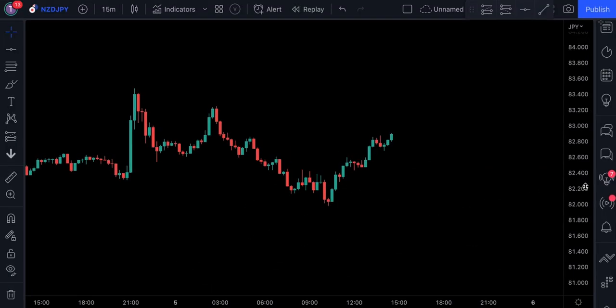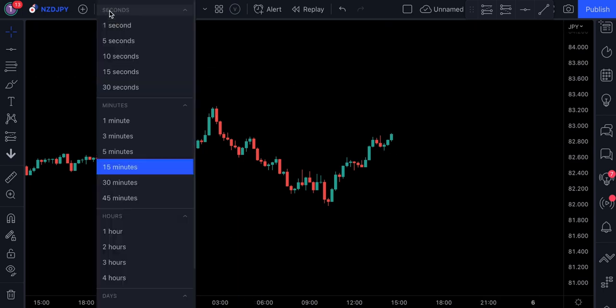Okay, so the first thing you want to do is to go to tradingview.com and open the charts. Next step will be to set a time frame to 15 minutes. This strategy works well on all time frames. You can even use it on a 5-minute chart.